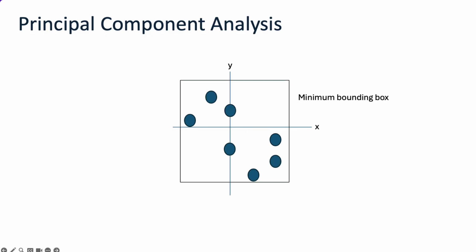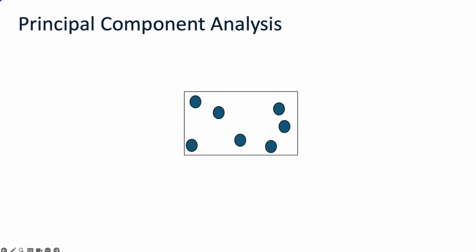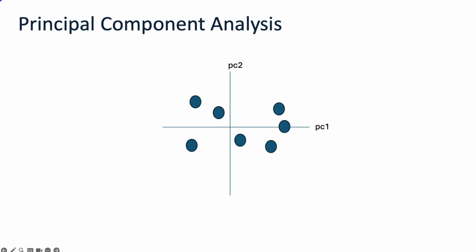So the algorithm can use the minimum bounding box to draw a box as close as possible to the data points in this orientation. And it will analyze the data points from different points of view to get the box as small as possible. So it may rotate the box. And when it does this, the axes change from the original data set to principal component 1 and principal component 2. Now, we have not reduced the dimensionality of our data at this point because we still have 2 dimensions, but the algorithm has analyzed the data set for the principal components.